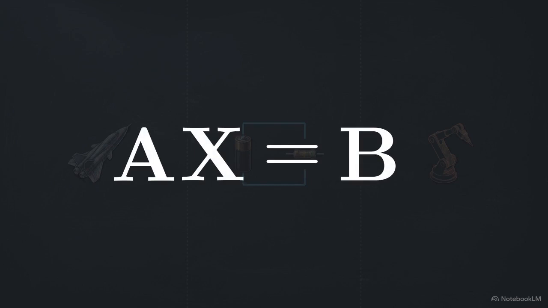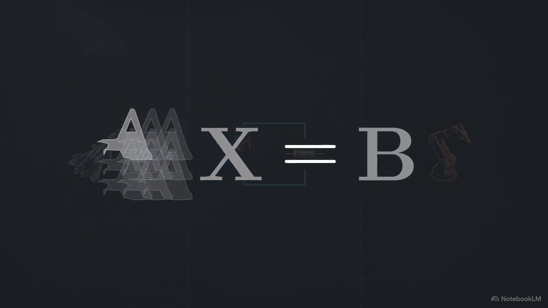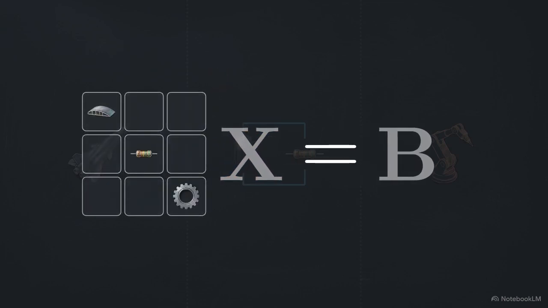In this system, vector B represents the known inputs, like raw sensor feeds, voltage sources, or target coordinates. Vector X holds the unknown system states we need to solve for. Matrix A represents the structural constraints of the specific system, the physical geometry of the aircraft, the impedance of the electrical grid, or the mechanical limits of the robot's joints.